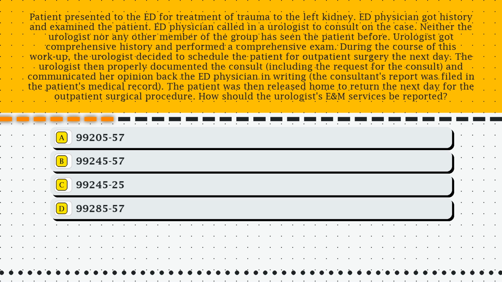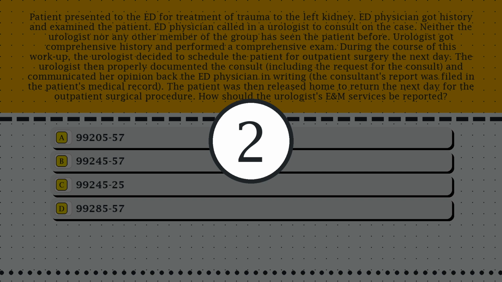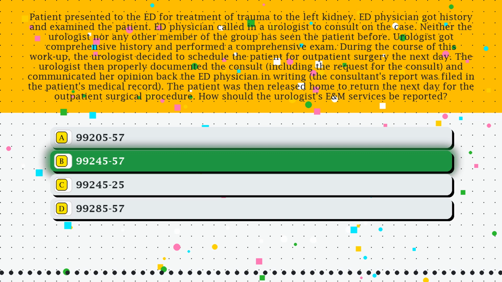Option A, 99205-57. Option B, 99245-57. Option C, 99245-25. Option D, 99285-57. The correct answer is option B, 99245-57.